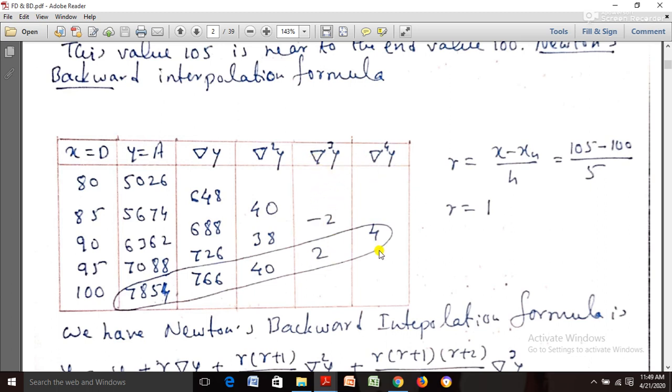Next, the fourth difference is 2 minus of minus 2. Minus of minus is plus, so 2 plus 2 is 4. So the last value is 4.